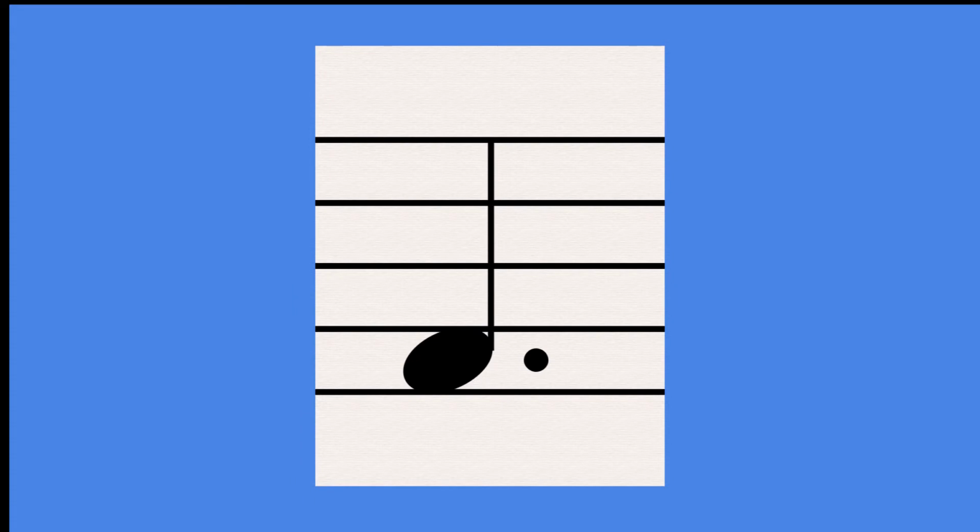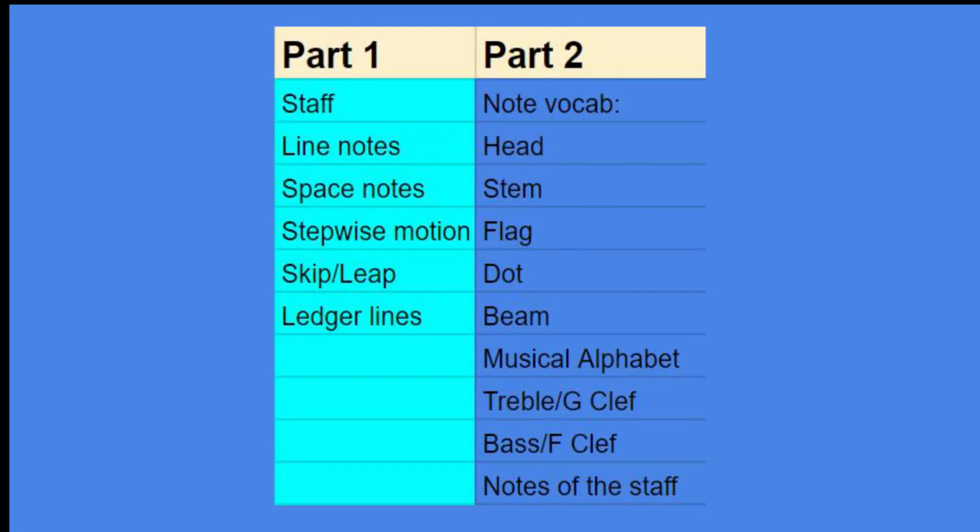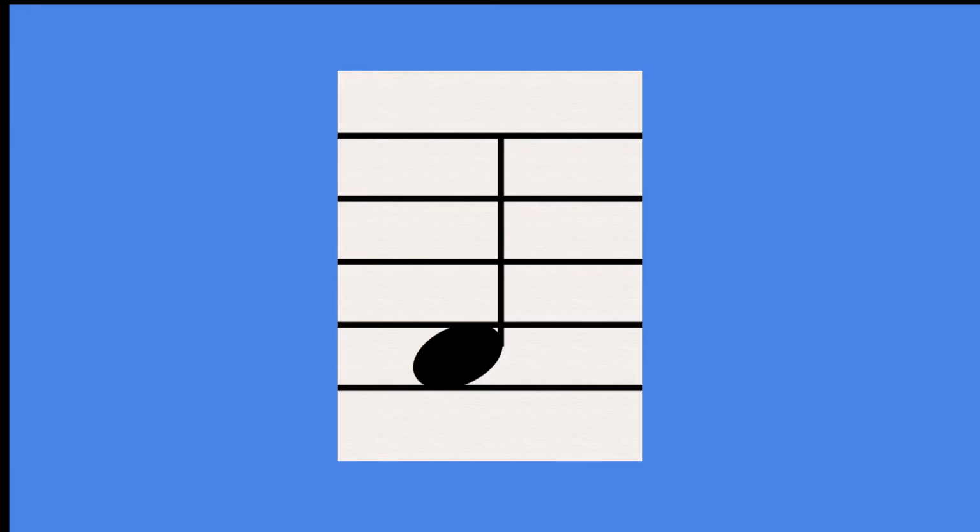Also, notes could have a flag attached to the stem, like this eighth note, or a note could have a dot following it, which changes the value. And finally, notes could be beamed together, such as these two eighth notes on the left and those four sixteenth notes on the right. So what you need to know is the terminology: head, stem, flag, dot, and beam. Okay? Make sure you remember all of those things or go backwards and look at this part of the video again.